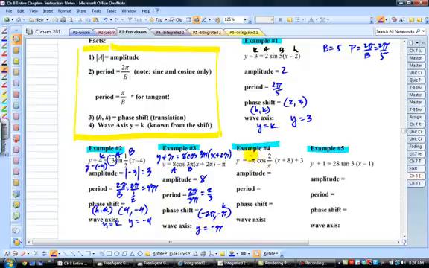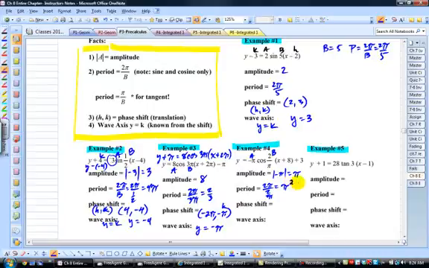On example 4, we got amplitude of absolute value of -pi, which is pi. Remember, amplitude is distance, and therefore it has to be positive, so you got to take the absolute value of it. B is 2 divided by pi, so I take 2 pi divided by 2 over pi, multiply by the reciprocal, and the 2's cancel, and I get pi times pi, or pi squared. That's a fun value.